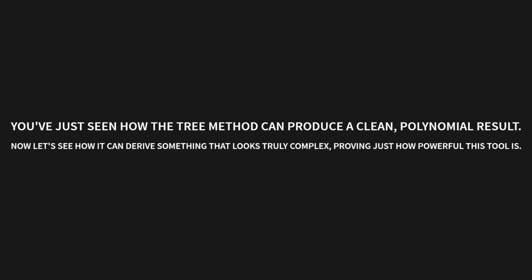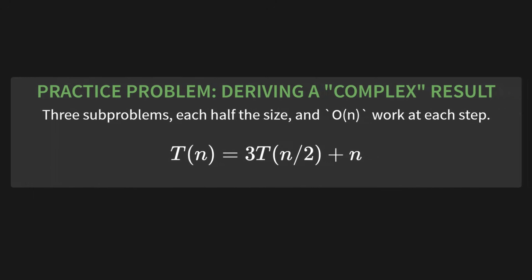You've just seen how the tree method can produce a clean polynomial result. Now let's see how it can derive something that looks truly complex, proving just how powerful this tool is. Let's do a practice problem, deriving a complex result. Consider this: 3 subproblems, each half the size, and O of n work at each step. That's T of n equals 3 times T of n over 2 plus n.